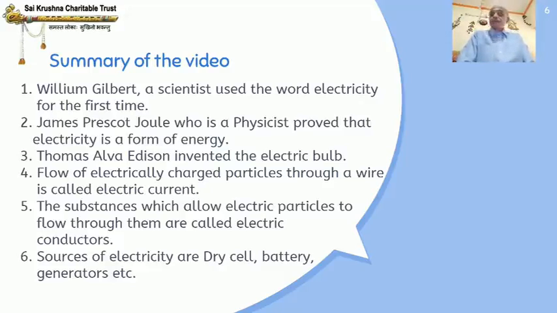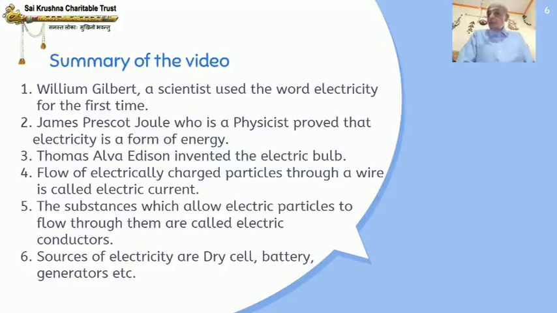Okay. Then, fifth point, the substances which allow electric current to flow through them are called conductors.